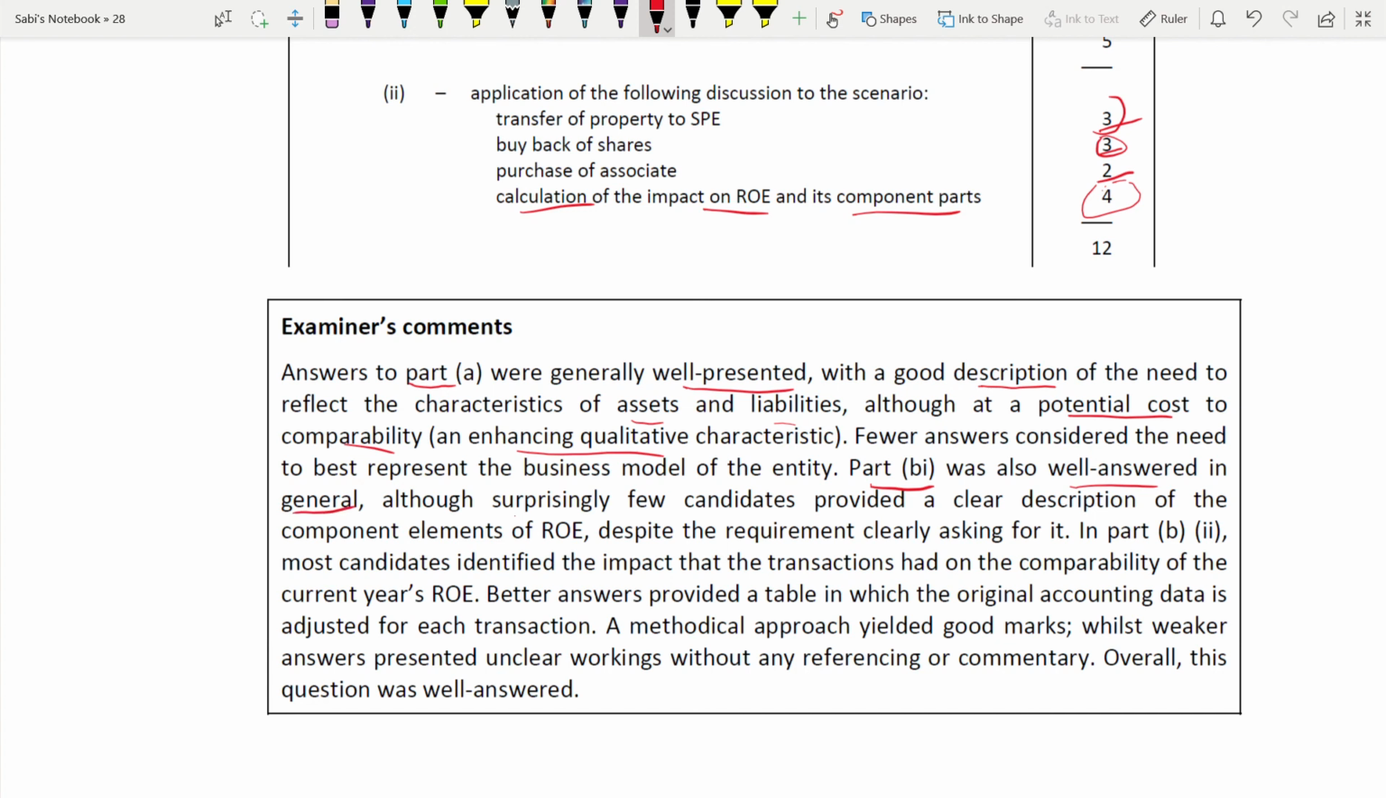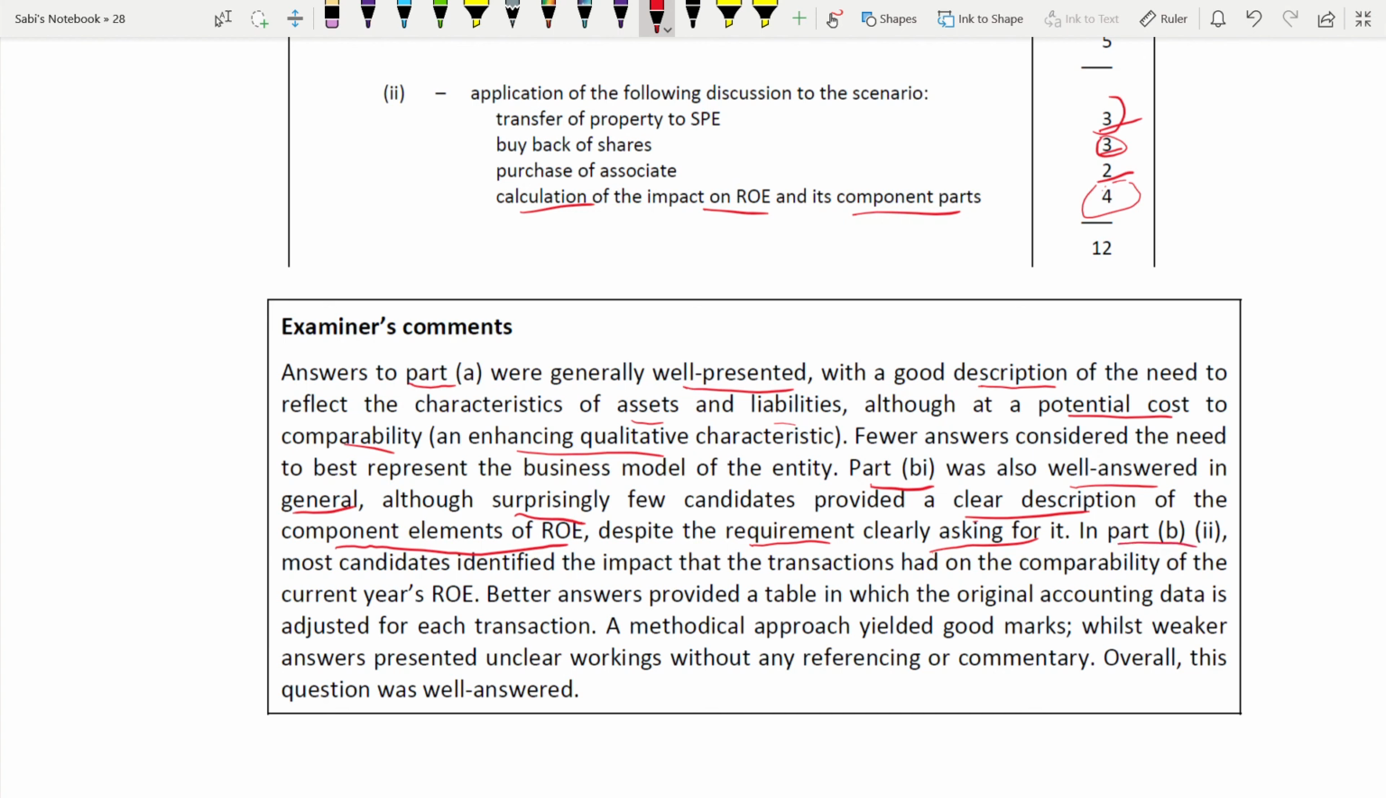Surprisingly, that means the examiner was surprised that few candidates provided clear description of the component element of ROE. That means profit margin, asset turnover, they have described it correctly, despite the requirement not clearly asking for it. They didn't ask clearly to give the description of ROE. They just asked for the impact on the component part. That's it. Still, students explained it correctly.